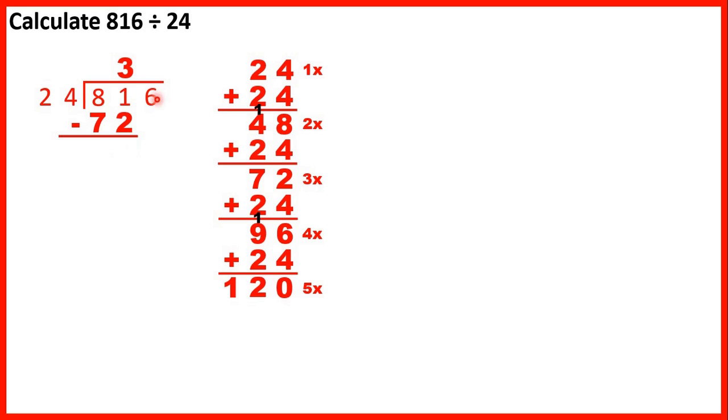Now we subtract and bring down. 81 minus 72 is 9, and we can bring down the 6, so we have 96. We can see that that's exactly 4 times, so we have 4 as the ones digit of our answer, 34.